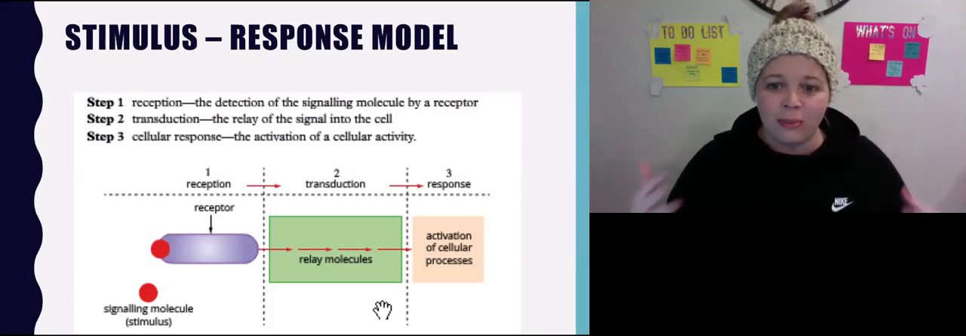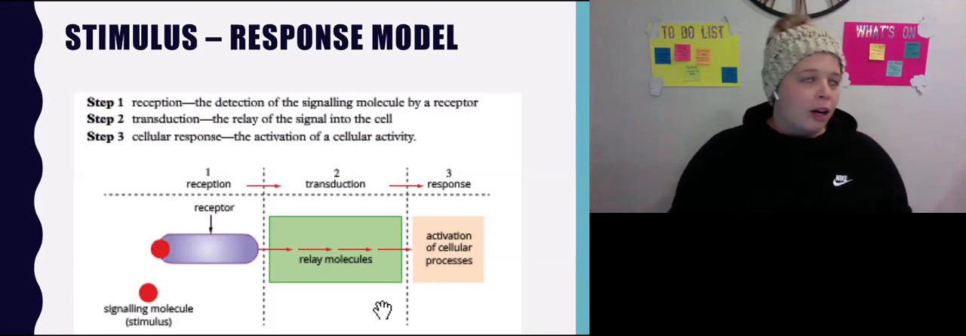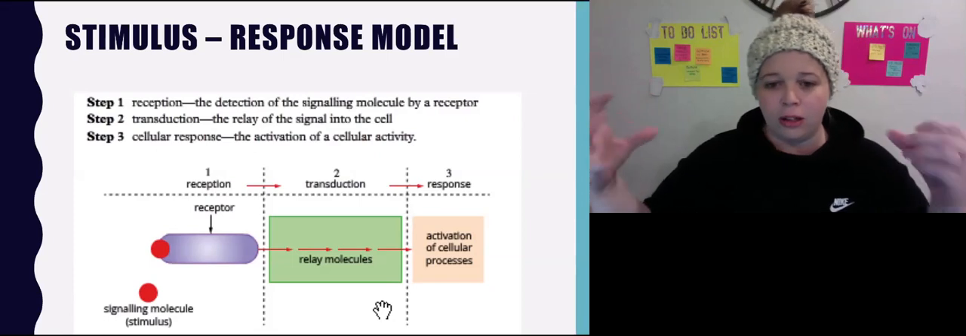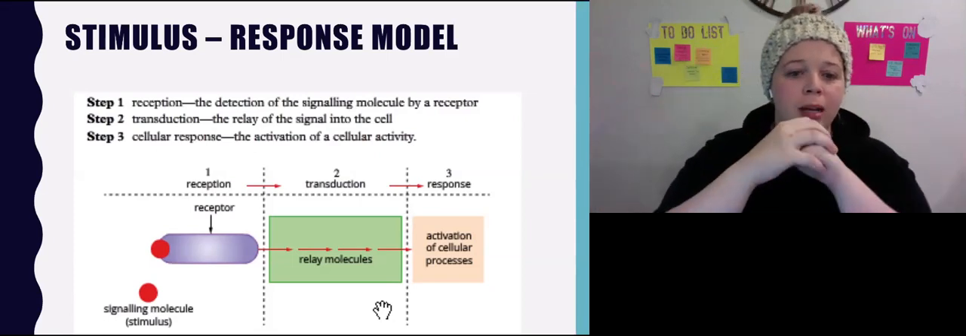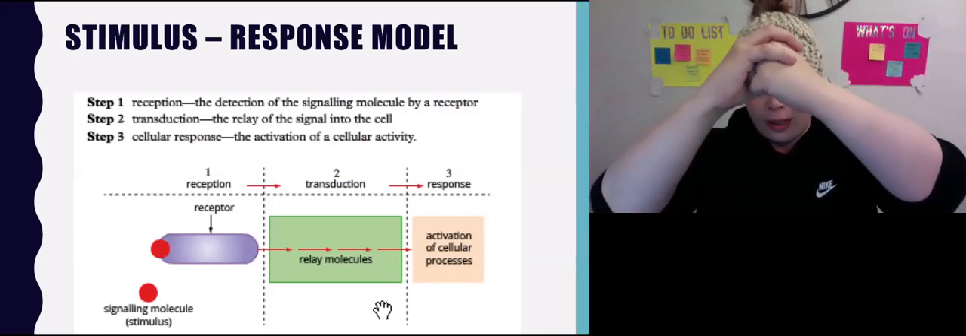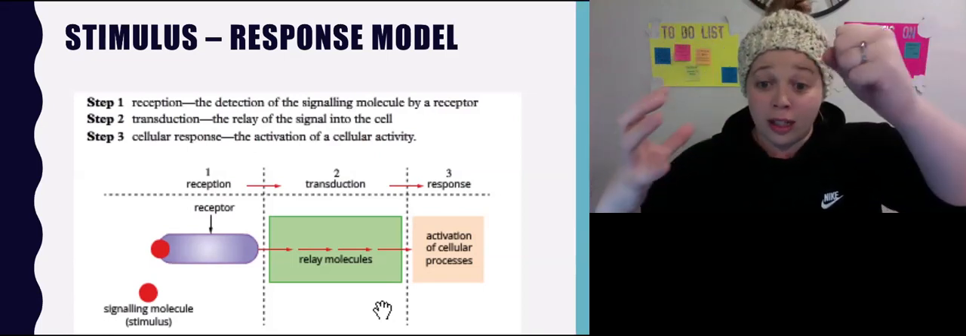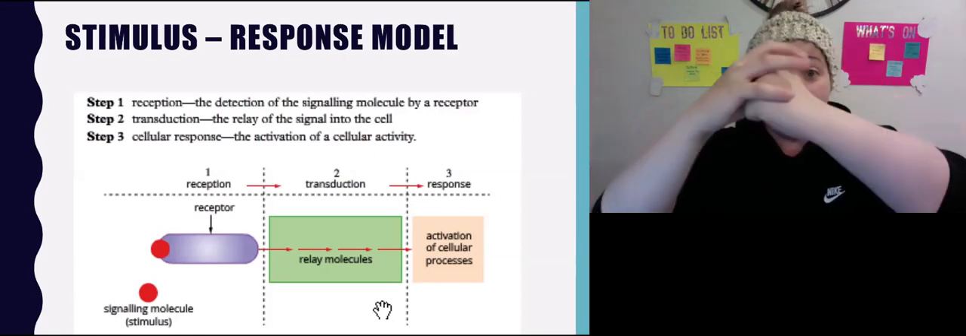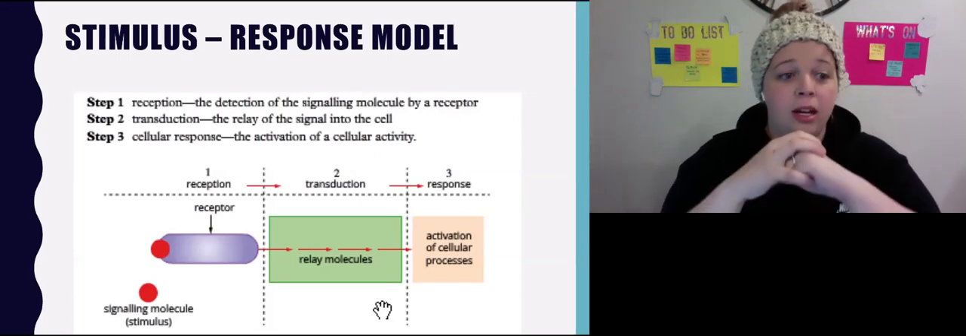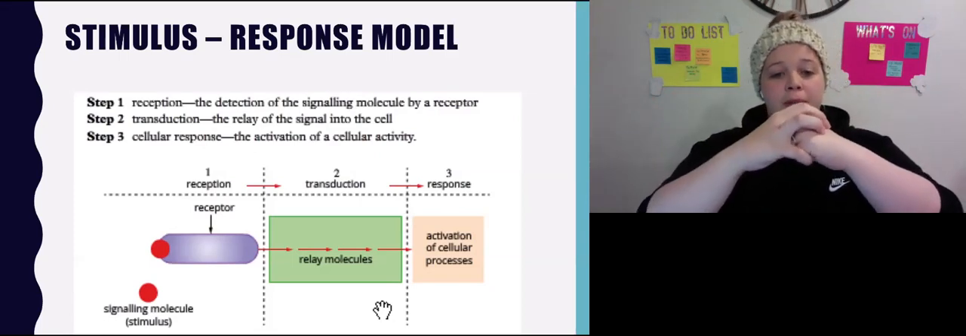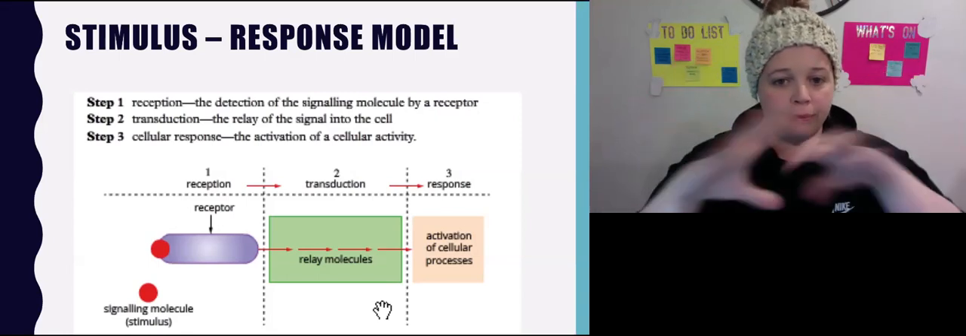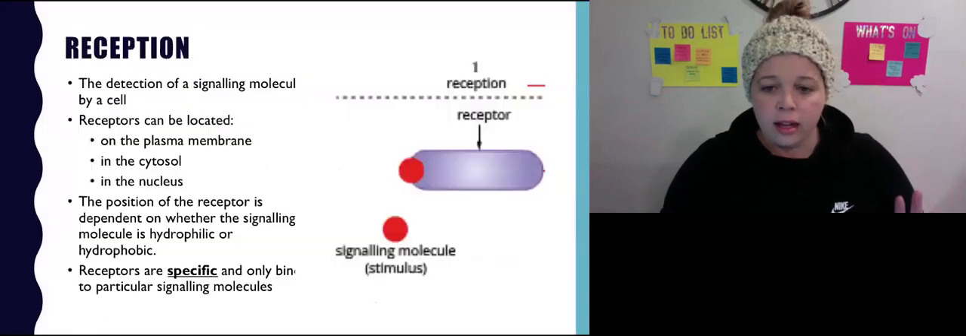So the first thing is all about reception. Lo and behold, here is another scenario where you have a molecule that fits into another molecule perfectly. Okay, so reception is where your signaling molecule binds to a receptor. Okay, that means your signaling molecule has a particular shape. That means your receptor has, you guessed it, a complementary shape. Okay, so we've got this complementary shape here. So that is all reception is. It's just the binding of the signal to the receptor. Okay, let's go through that.